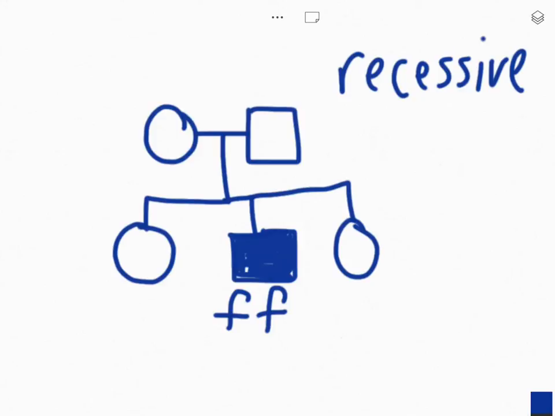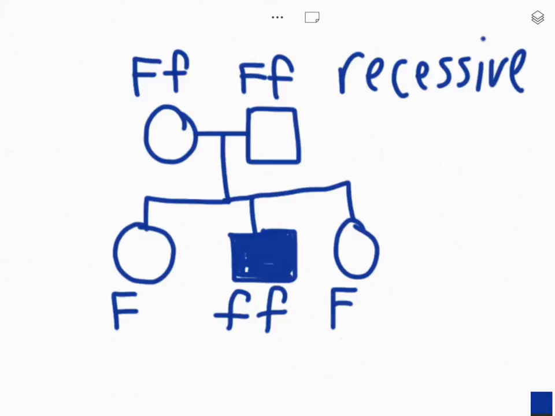Well, we know that the other individuals do not have the disease. So that means that they must each have at least one big F. So this is where you have to use your knowledge of Punnett squares to piece this together. Now, we know that the boy has 2 little f's, so he had to get a little f from each parent. So we know that both parents are heterozygous for the disease. So they're both carriers. They don't show the disease, but they carry an allele for the disease.